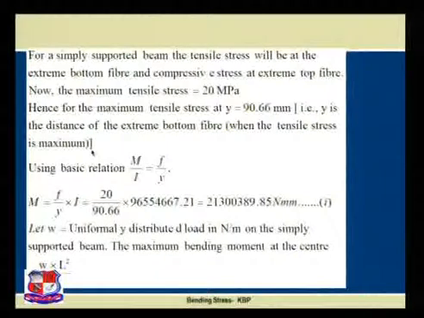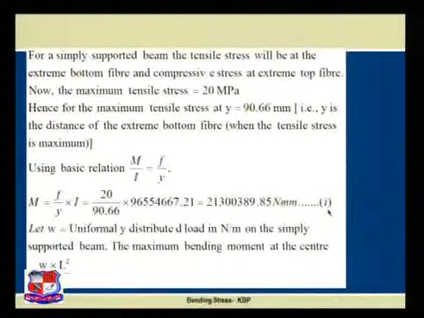Now if we use the basic relationship M over I is equal to F over Y, then M is equal to F over Y into I. F is given as 20 Newton per mm square, which is megapascal, divided by Y, 90.66, multiplied by I that we have found out. We found the value of moment as 2130038.85 Newton millimeter. Let us give it equation number 1.